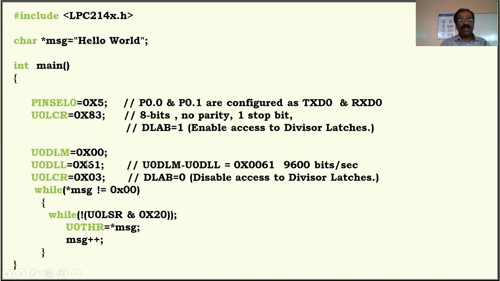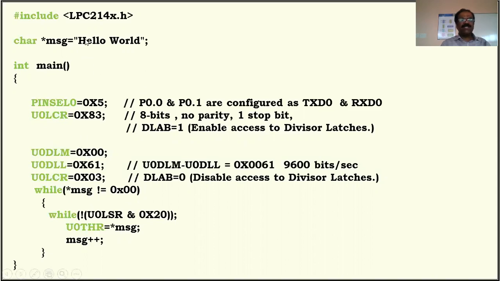That is where we initialize UART 0. That is over. Okay, then while star message, that indicates the content of message. Okay, content of message. Now what is the first value? H. H not equal to null. This is nothing but a null. At the end of the string we have null. Therefore I'm checking for null.